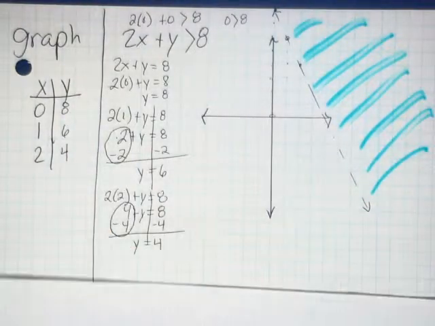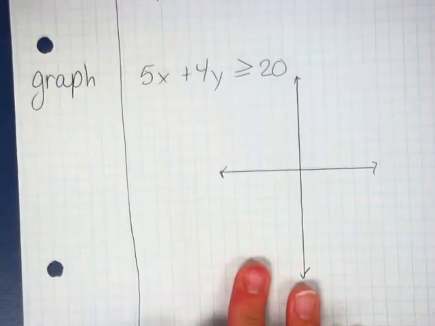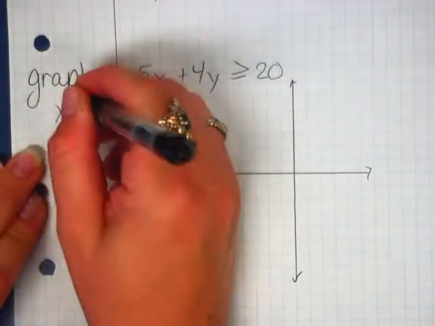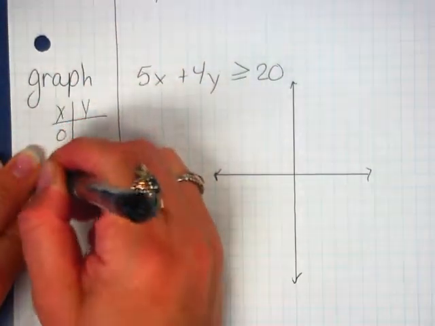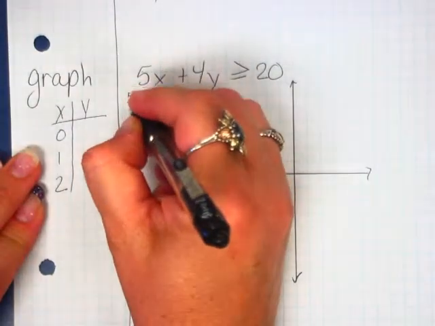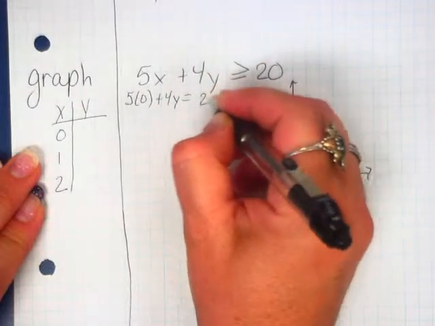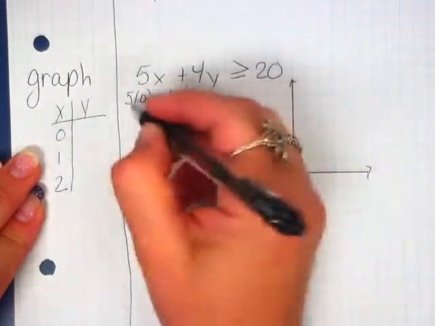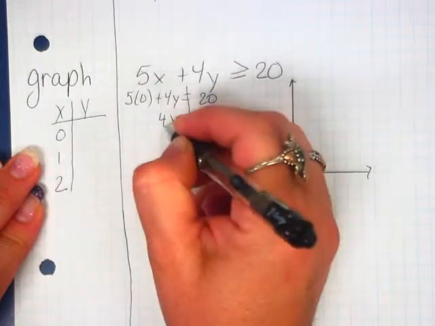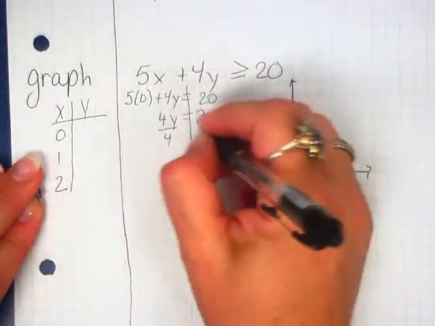Our last problem we're going to look at is 5x + 4y ≥ 20. So I'm going to go ahead and make my t-chart. I'm going to use 0, 1, and 2 and plug them in. So 5 times 0 + 4 times y = 20. Remember, treat it like an equal sign. 0 + 4y is 4y. Opposite operations, it's 4 times y, so I'm going to divide.